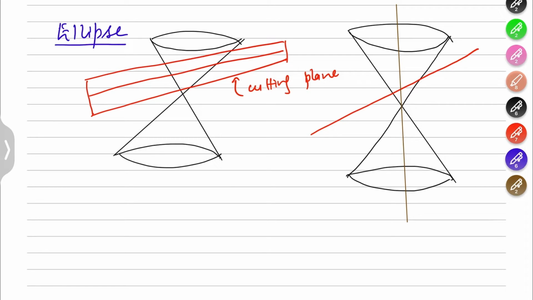If this angle is beta, we already know that beta is the angle between the axis of a cone and the plane. Okay, so here we observe that the section will be something like this. So the section is an ellipse. Okay, like this. So if we draw again here, the section is an ellipse.